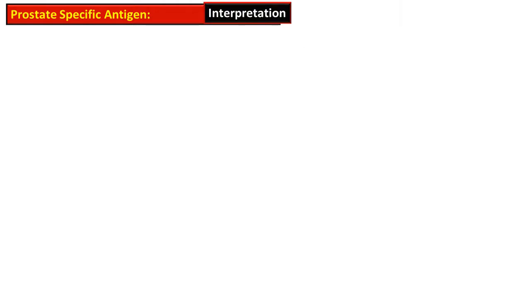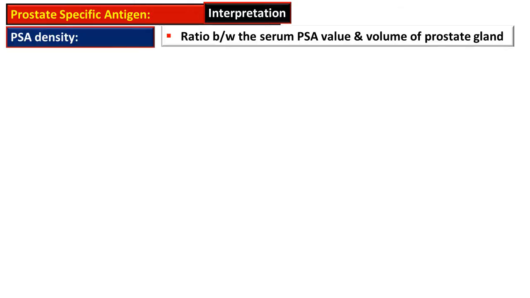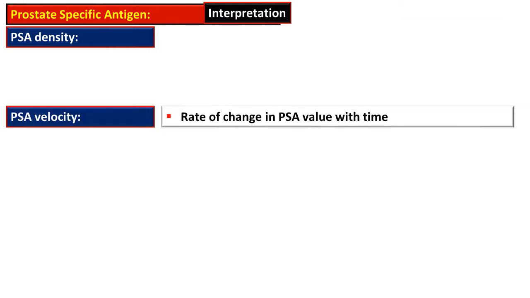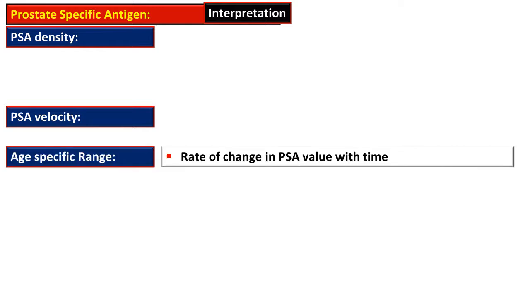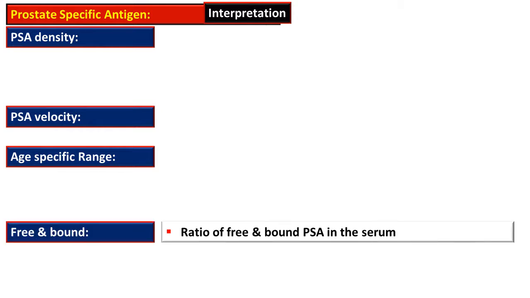Several refinements have been made in the interpretation and estimation of the prostate specific antigen level. These are PSA density, which is the ratio between the serum PSA level and the volume of the prostate gland, and PSA velocity, which is the rate of change in PSA level with time. There are also age specific changes in the serum PSA level, and it is different for different ages. It is higher in older age groups. Then there is another term, free and unbound PSA, which is the ratio of free and bound PSA in the serum.